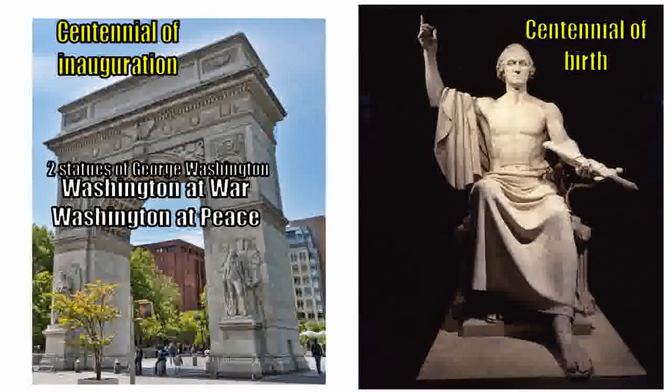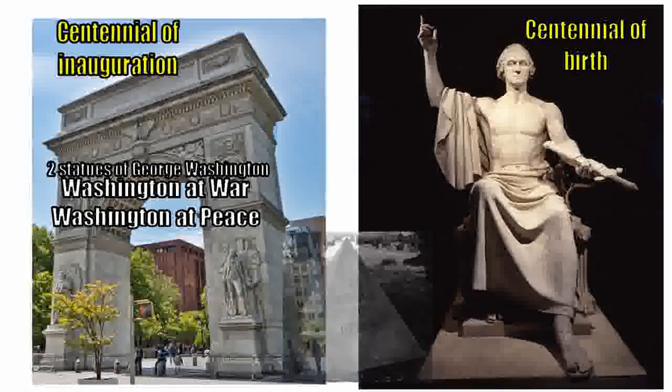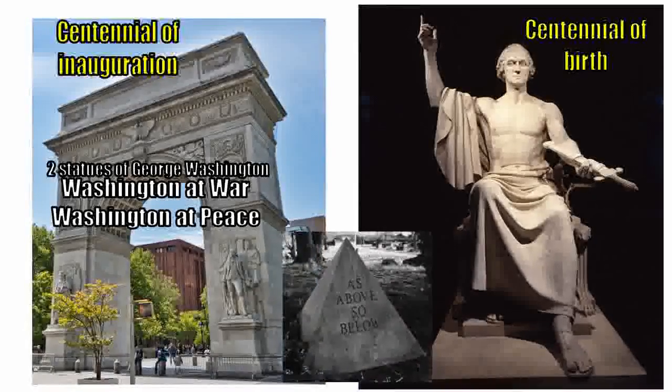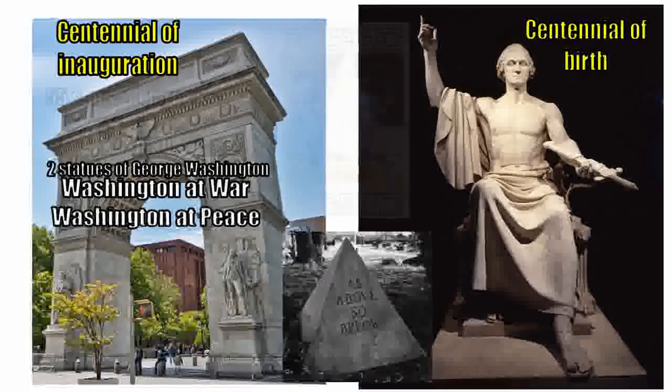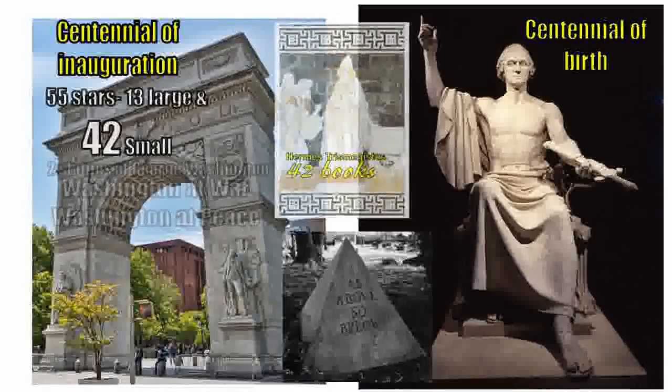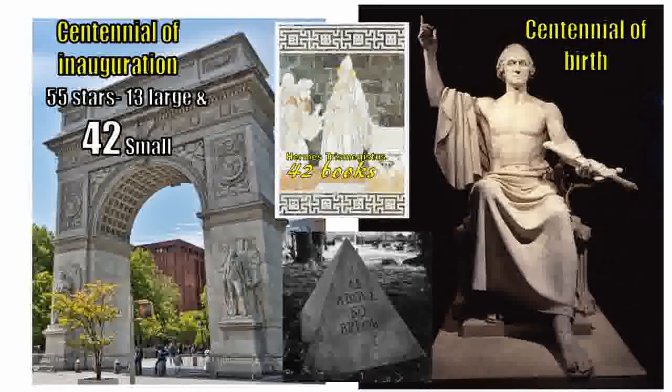Back to Washington, George Washington. Now the arch has Washington at war and Washington at peace. That was for the centennial of his inauguration, for the centennial of his birth. We have this statue by Greenough or Greenhouse, I'm not sure of the exact pronunciation, but that depicts Washington at war, Washington at peace, this system of duality, as above, so below, the union of male and female. This is one of these constant themes repeated throughout the Hermetic Code, alchemy, and all these other elements.